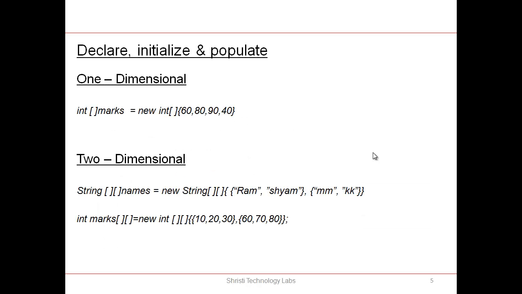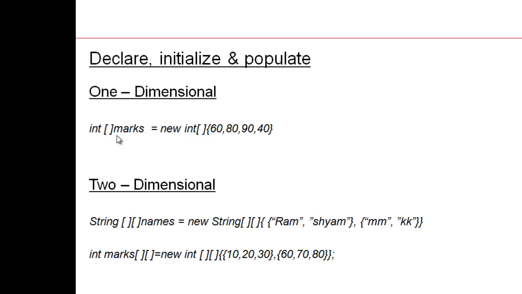If I want to declare, initialize and populate these arrays in a single shot, how it can be done? You can see it here. int[] marks is equal to new int[], don't give the size, instead give the values directly.